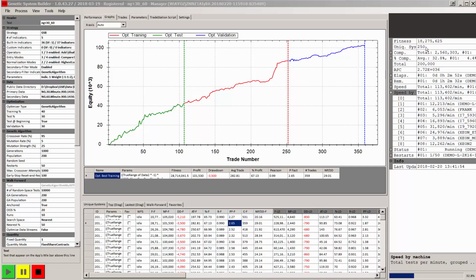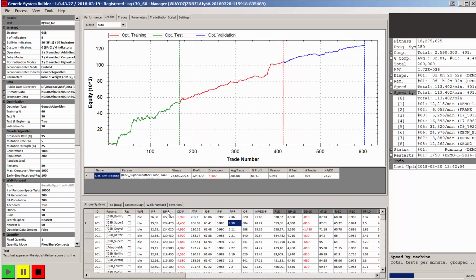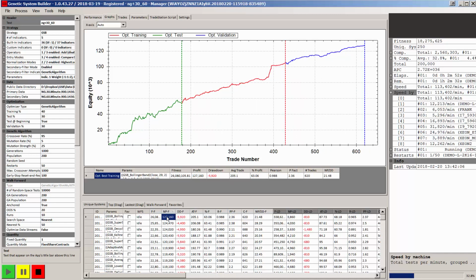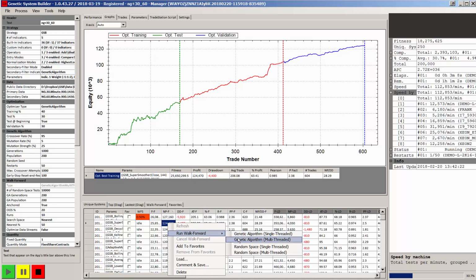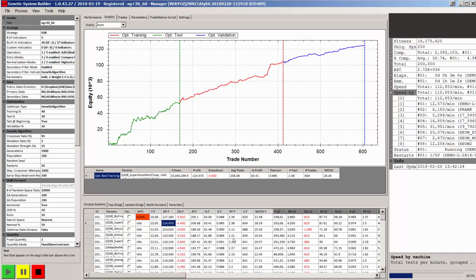We've got 250 unique systems, and the performance metrics are fairly tight, so that's why we're probably getting so few systems. I'm going to sort by net profit and look at the highest one there. Again, good equity curve, reasonable metrics, so I'm going to walk forward that one. This one here has similar performance, a little bit less drawdown, a little bit higher profit factor, so I'll walk forward that one.